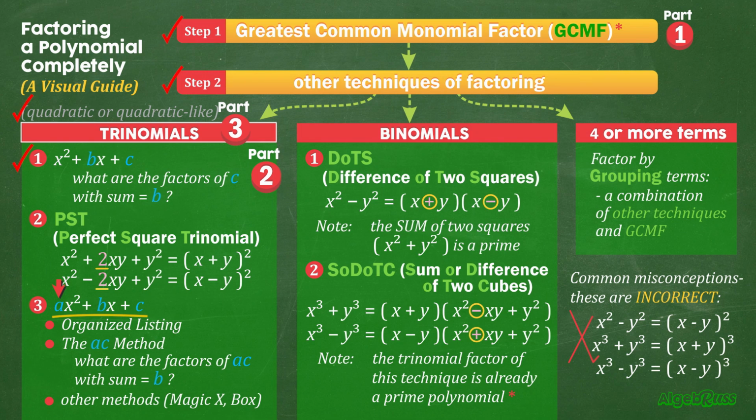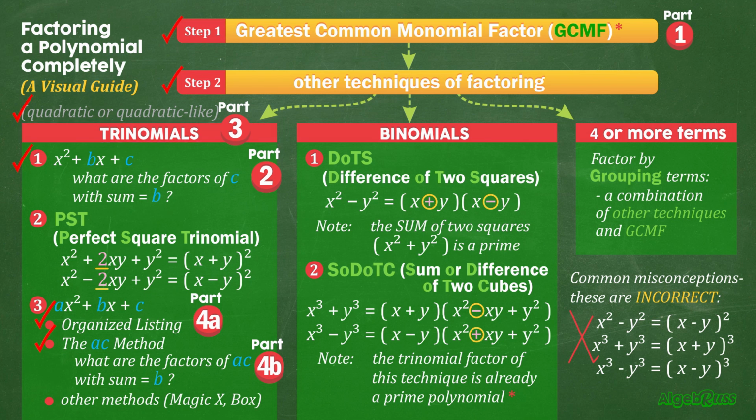We used two methods here so far. First, the organized listing method. It is a longer way, and that is part 4a. The second method is the AC method. It is a faster method, that is part 4b. There are many other methods or videos to be released later.